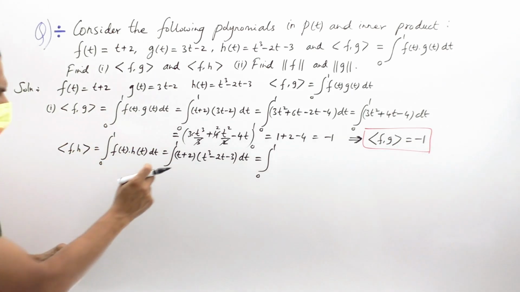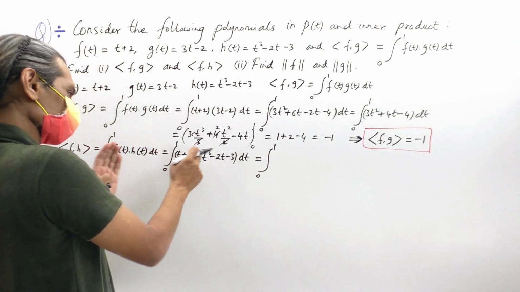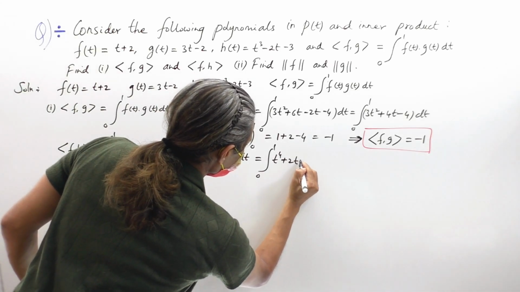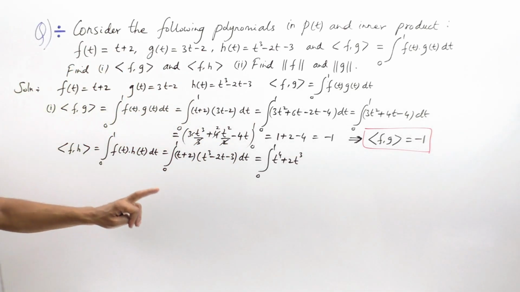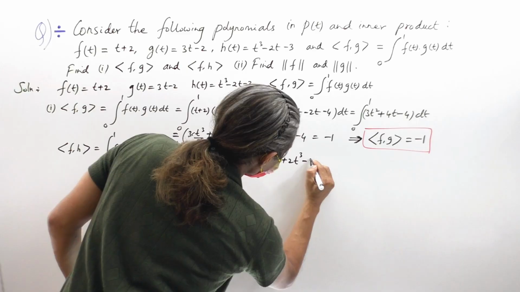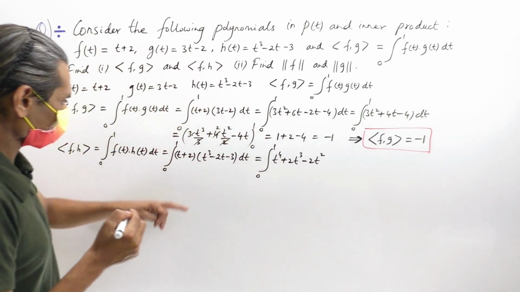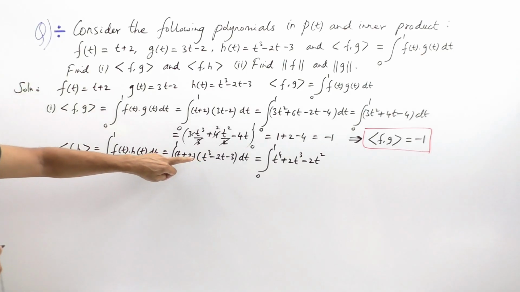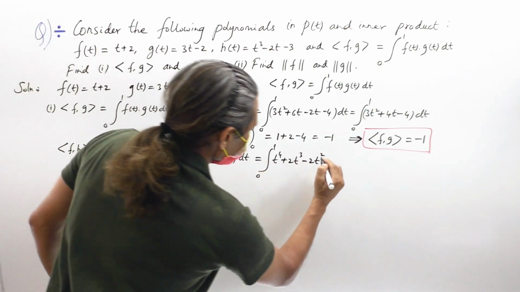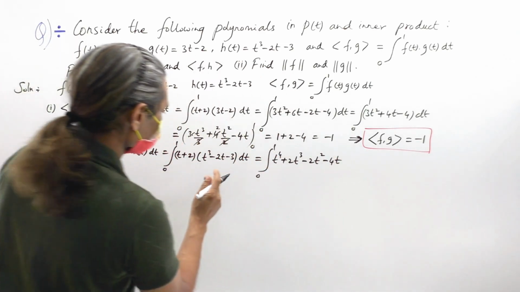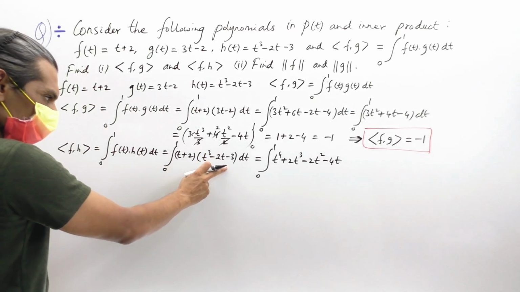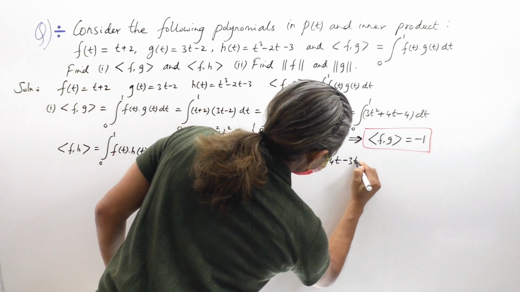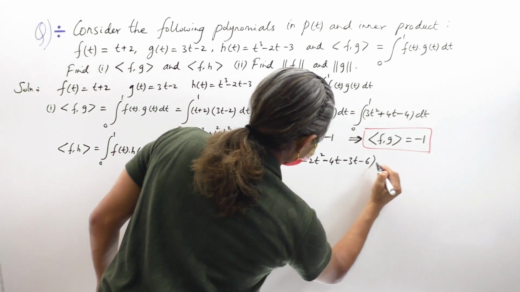Now, t cubed into... first I will multiply t cubed: t raised to 4 plus 2t cubed, let us go step by step, minus 2t squared, right, t to the 4 plus 2t cubed minus 2t squared minus 4t, and lastly minus 3t minus 6 dt.